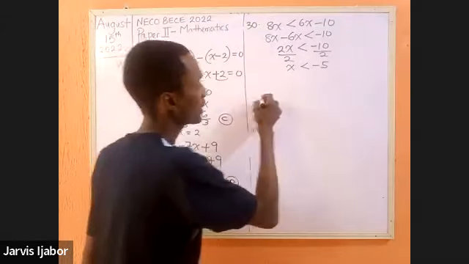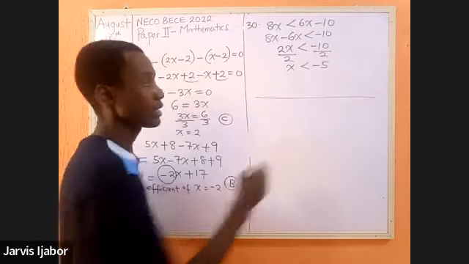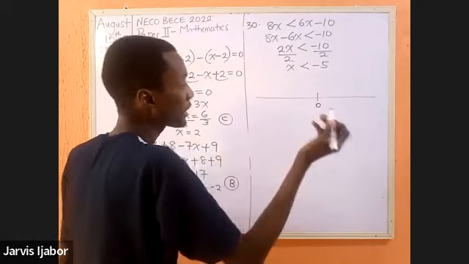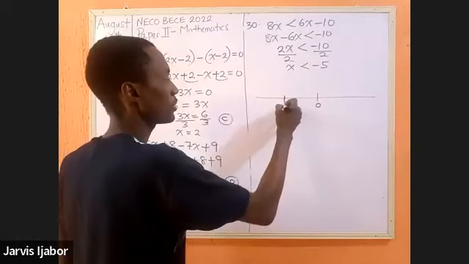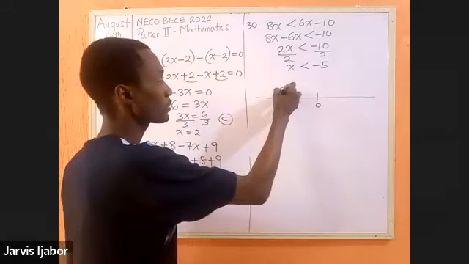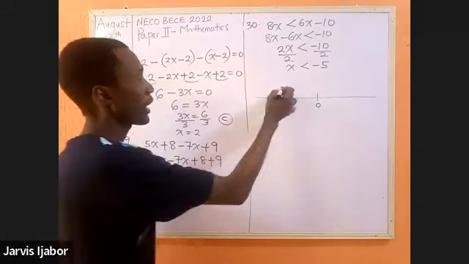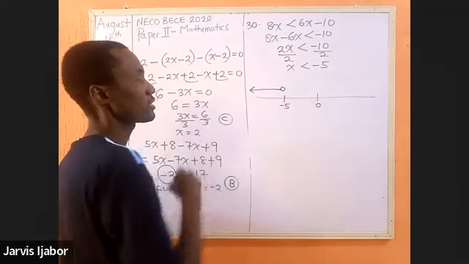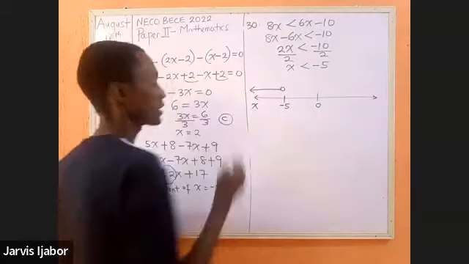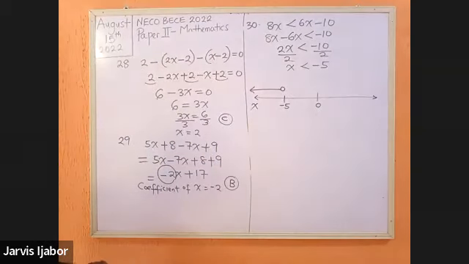So with all this understanding, I'll just rule a line, mark a point, call it maybe 0 if I like, and then I mark another point, call it negative 5. And then from this point, I put an open bubble, and I point in this direction. I could just label this x, and that is the graph I'm expected to have.